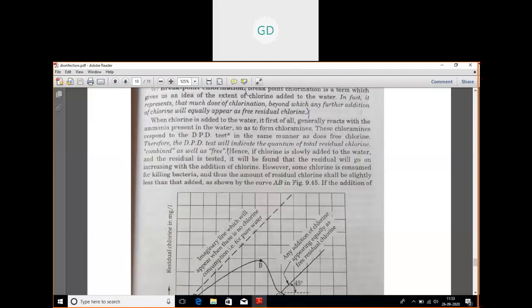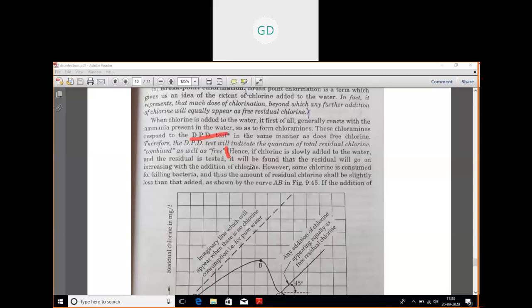From here you see, if chlorine is slowly added to water and the residual is tested, it will be found that the residual will go on increasing with the addition of chlorine. So how to test residual chlorine? It is done by one test known as the DPD test. You see here a name, DPD test.